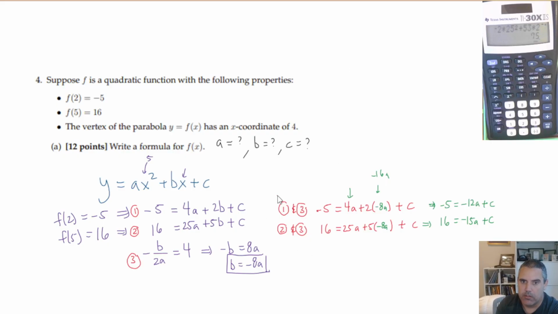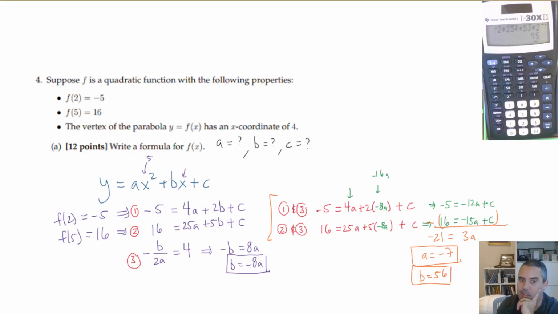So then we went down to 2 equations with 2 variables. Now we want 1 equation with 1 variable. And to me, it looks the easiest to subtract them side by side. So let's do that. Subtract, because the c's will cancel. So this will be negative 21 equals 3a. A has to be negative 7. If a is negative 7, we can then go get b. B has to be 56.